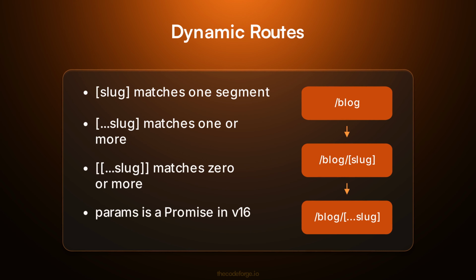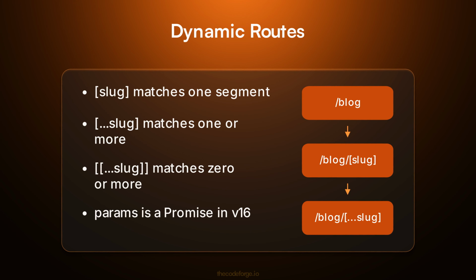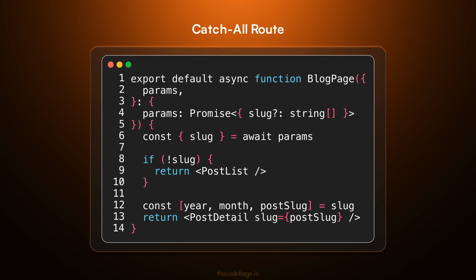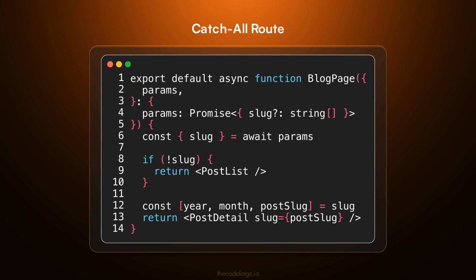Dynamic routes use bracket syntax. Always await params in Next.js 16, it's a promise. Explicit routes take priority over dynamic ones. This catch-all route matches blog/2024, or blog/2024-01/post. It handles 0 or more segments.